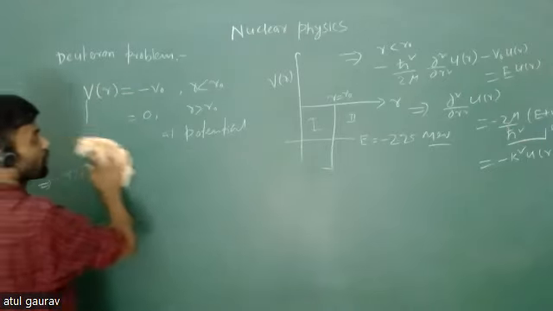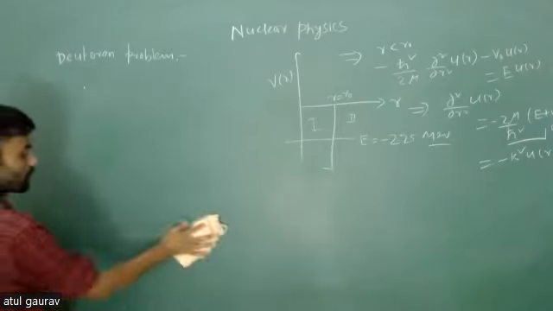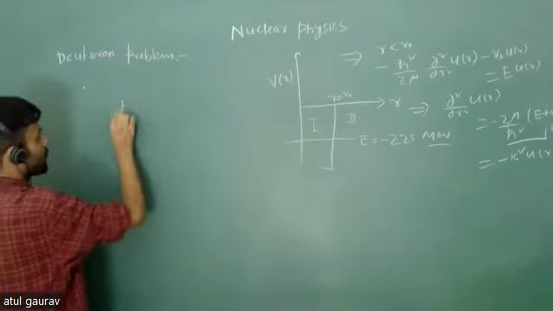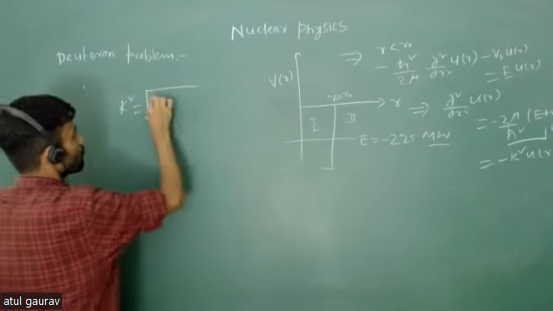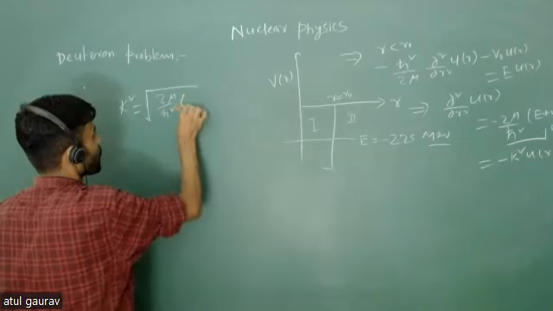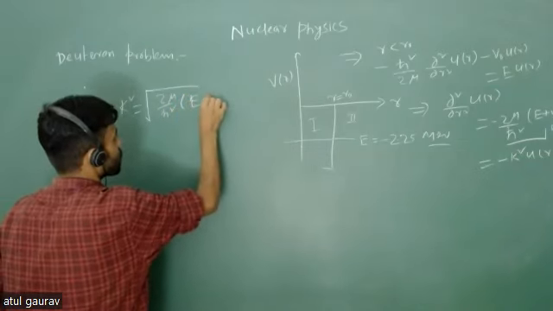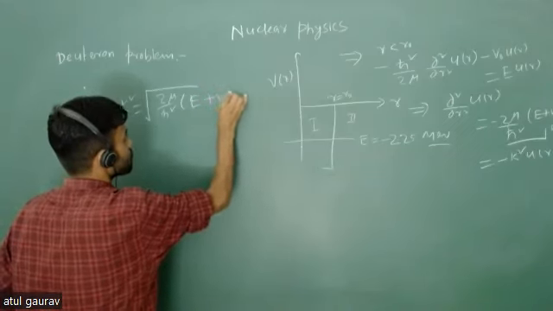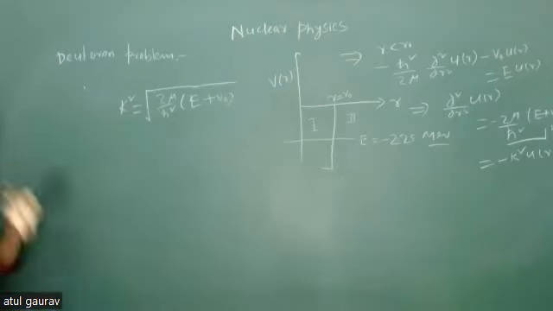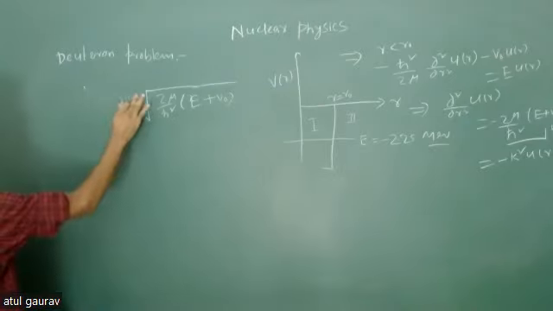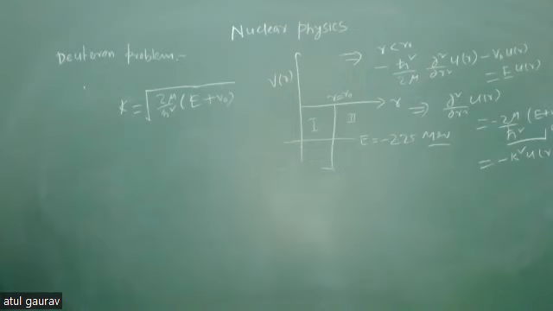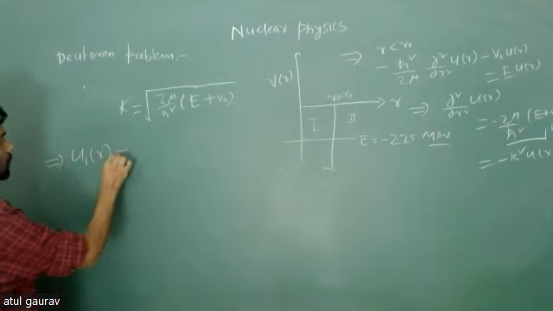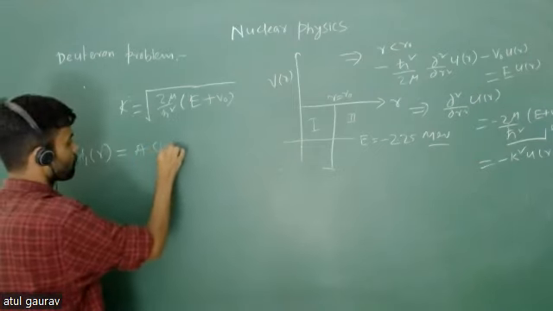Now this k square is how much? k square equals 2 mu by h cross square, E plus V naught, right? Will there be a minus sign? No, there will not be a minus sign. This should be k. Okay, this should be k, correct. So its solution will be, let us write, u of r equals A sin kr.